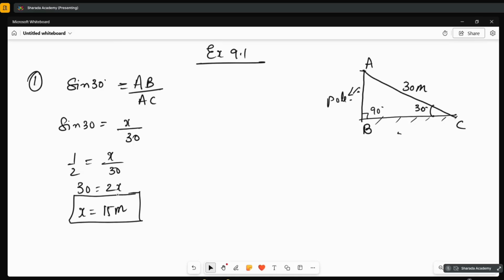Do the second one. Sine. 20, no, I have taken 30. So what? This is 10. Do the second one.